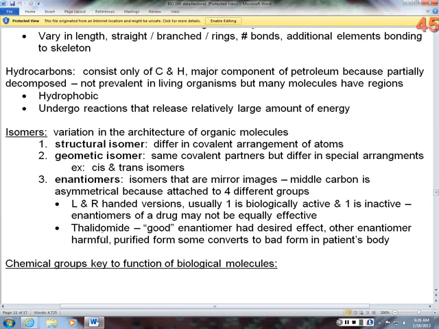So when we have isomers, it's a variation in the architecture of organic molecules. A structural isomer is going to differ in the covalent arrangement of the atoms. With this one, there's not too much you can do to alter the variation of that.